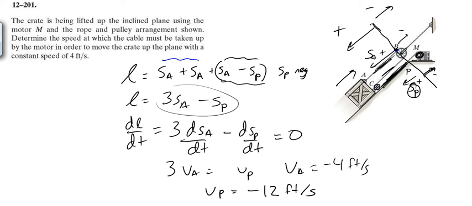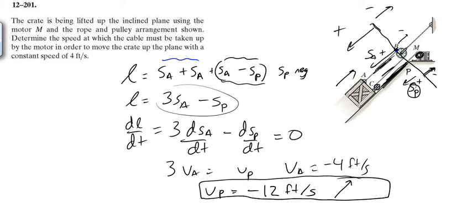And so in this case, we're saying that the velocity that the rope is pulled up is in the minus direction, which we've defined everything in the minus direction to be this way. So the rope is pulled up with a velocity VP equals minus 12 feet per second, which is in this direction. So you get the same exact answer. Hopefully after seeing it done both ways, you understand the concept.